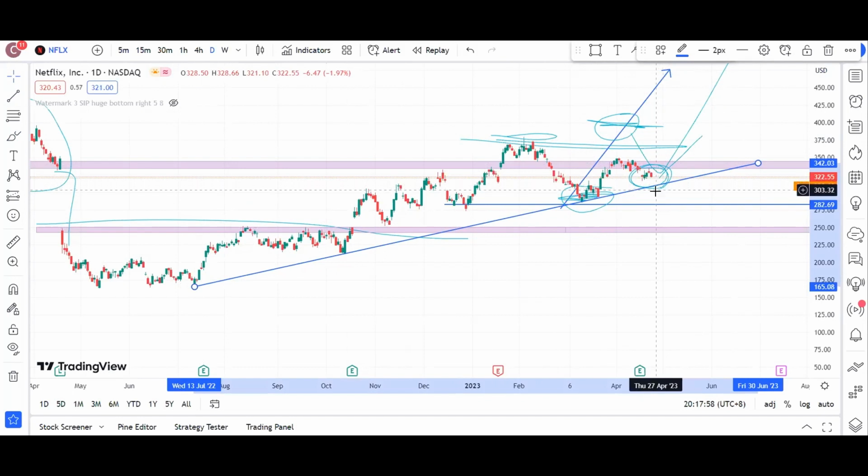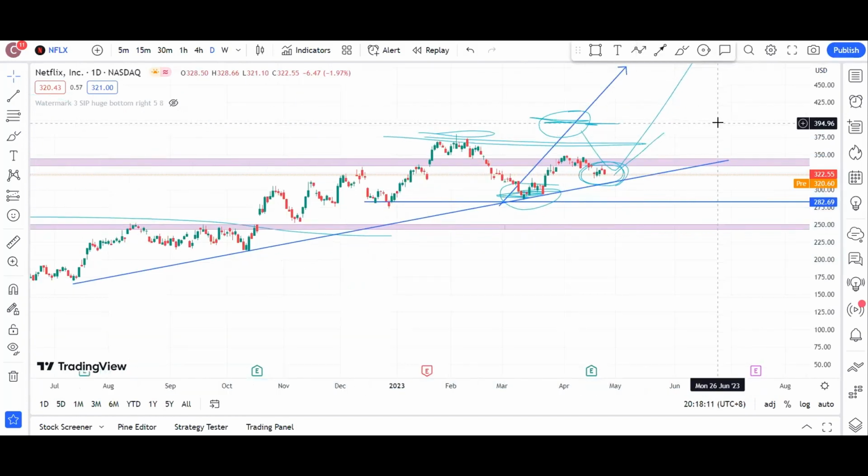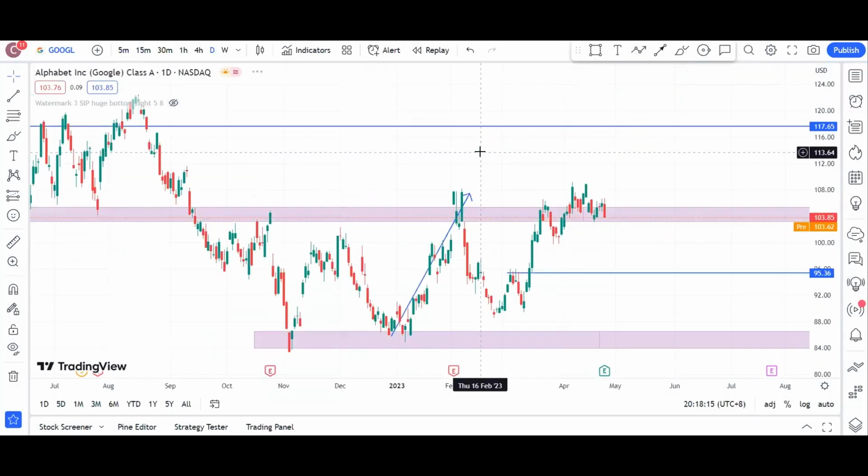Anything 310, 305 area, if it shows rejection again, we might attempt 340 again. Whether they can break the 380 range, this area, this rejection, is going to be quite tough for now. We might have to wait a while more. Then we'll go to Alphabet, Google.